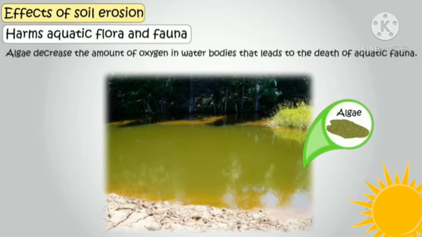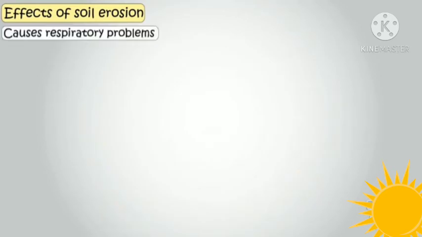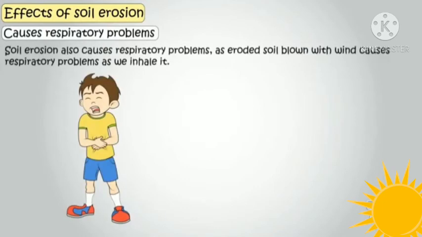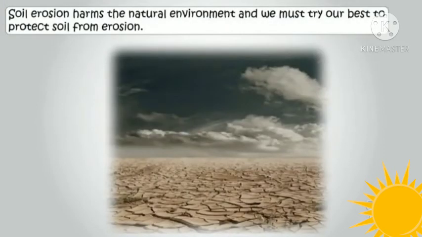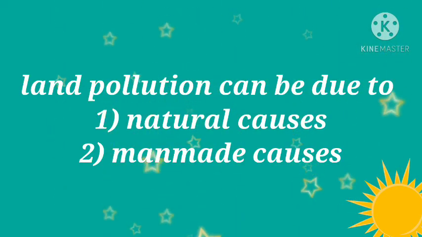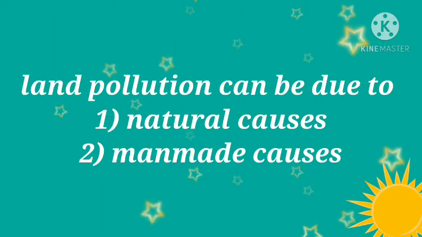Algae decrease the amounts of oxygen in water bodies, which leads to the death of aquatic fauna. Soil erosion also causes respiratory problems, as eroded soil causes respiratory problems when we inhale it. Soil erosion harms the natural environment and we must try our best to protect soil from erosion. Therefore, land pollution is a serious issue that we must be concerned about.